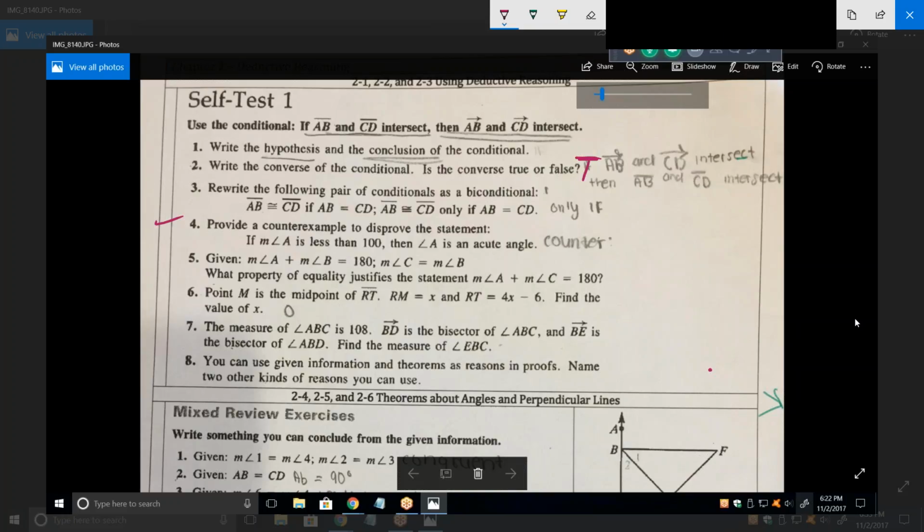50. That would be an acute angle. Yeah. That doesn't disprove it. How about this one? If angle A were equal to 95 degrees, that disproves it. Oh. That satisfies that part, it's less than 100, but it's not acute. I get it. I was reading it wrong. So you have to find an example that disproves the statement. So you have to find something that satisfies the hypothesis and doesn't satisfy the conclusion.